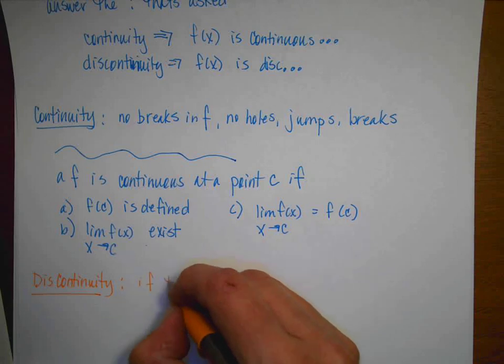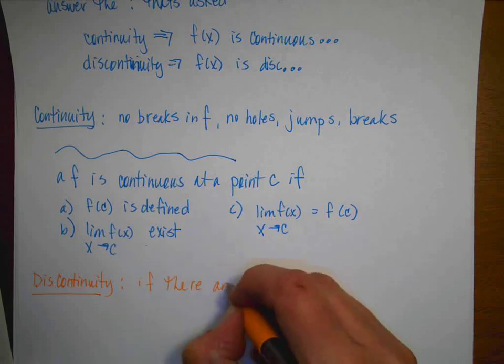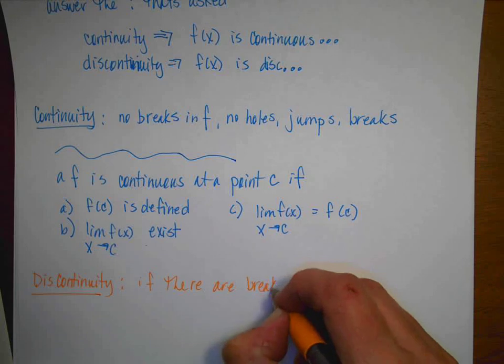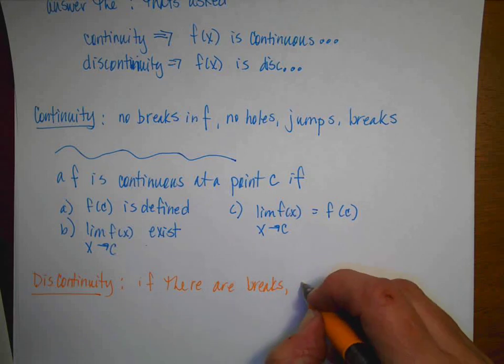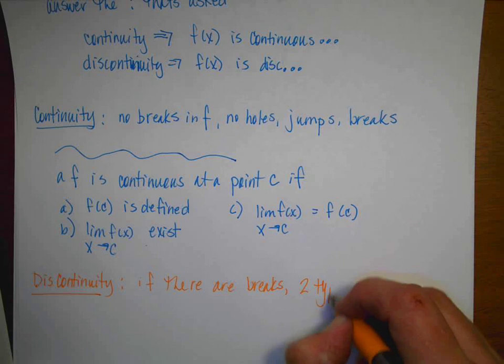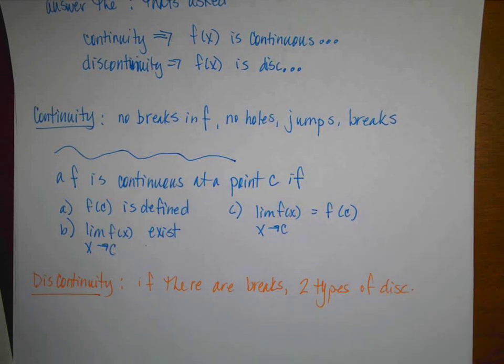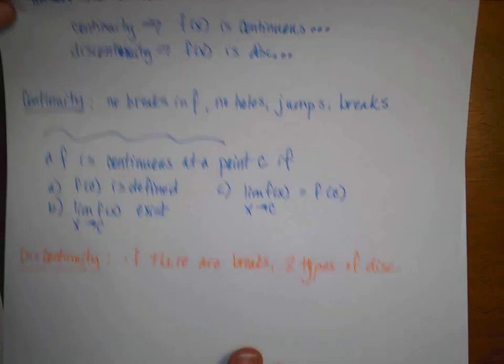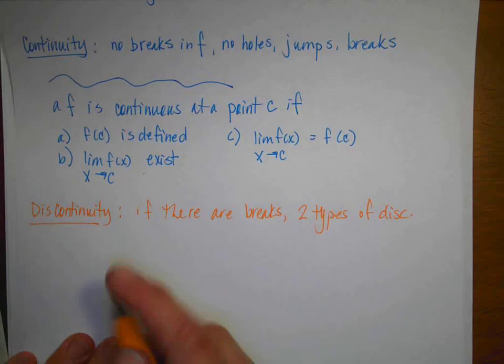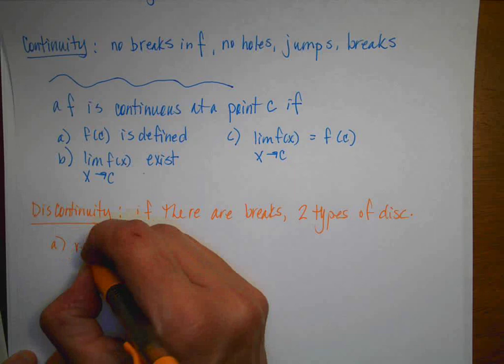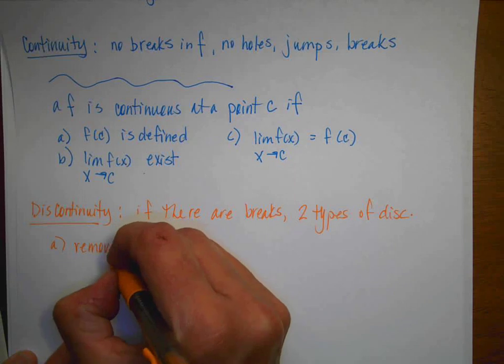Discontinuity says if there are breaks, then there are two types of discontinuity. Okay? We've talked about them briefly, but we're going to re-talk about them again. One is called removable discontinuity.